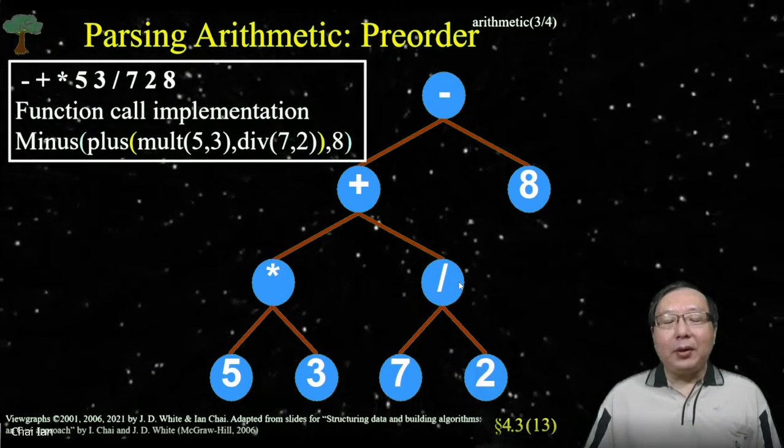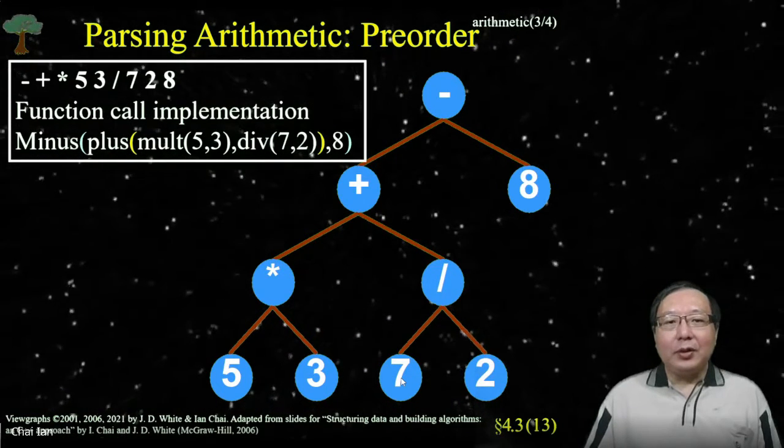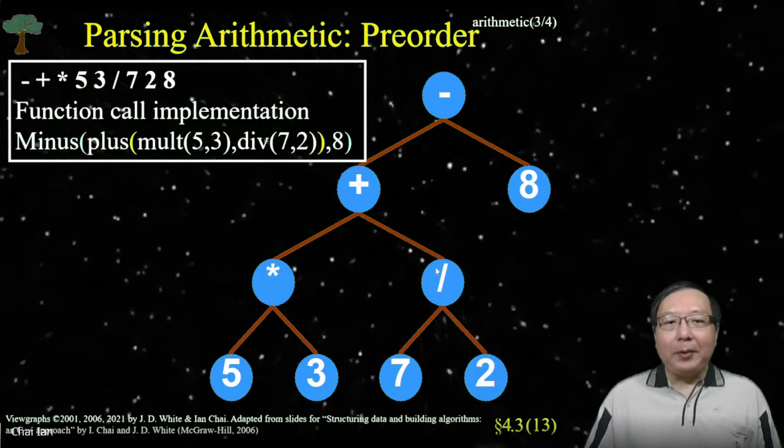We do the divide function. We do the left side, which is 7. We do the right side, which is 2. And then that's the end of the divide function.